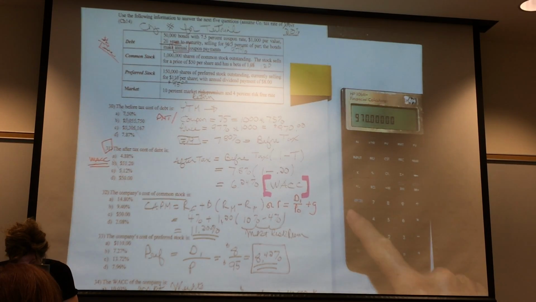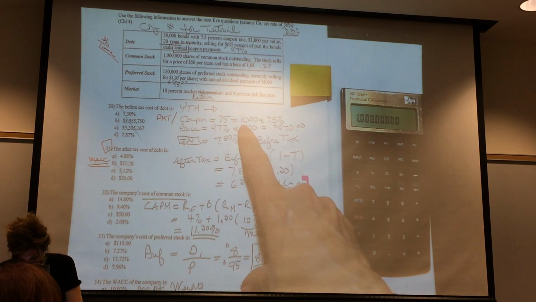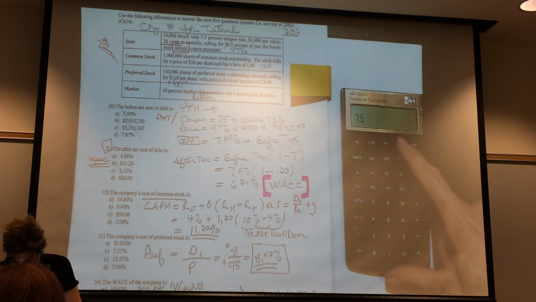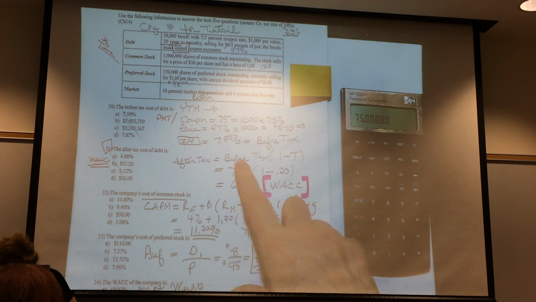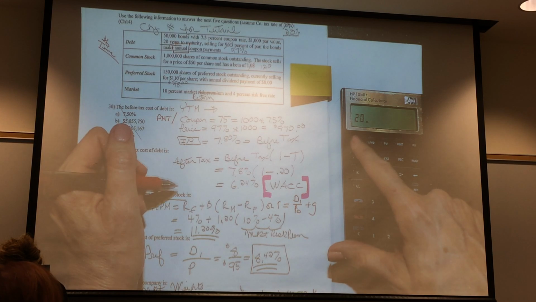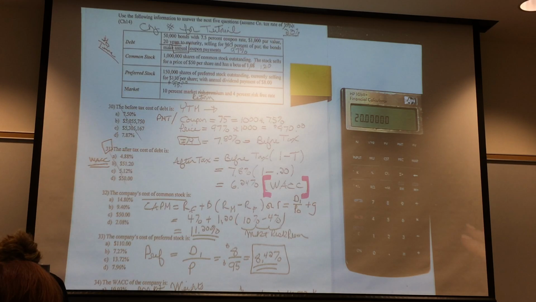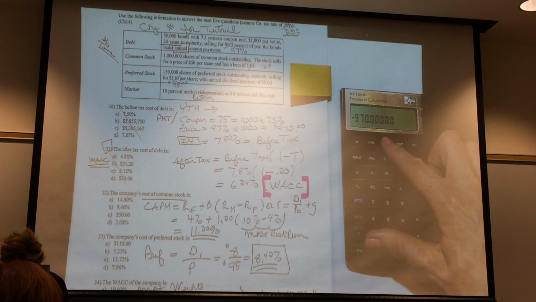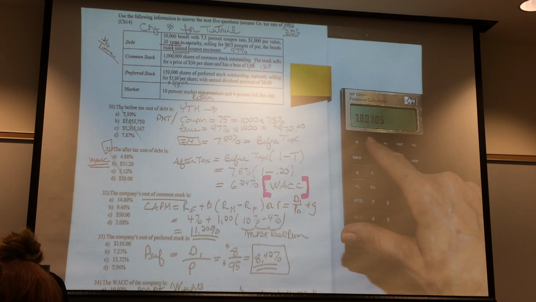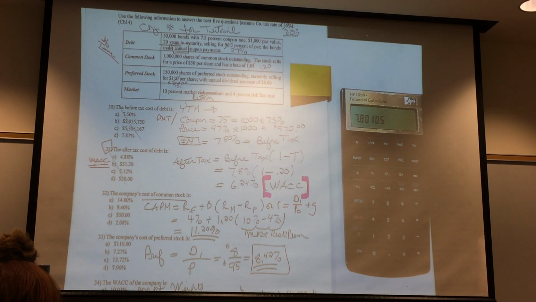So put all this in your calculator. I have $1,000, that's my face value. My coupons are 75, that's my payment. My number of periods is 20, right? Yes. And my present value is negative 970. The yield is 7.8%. This is different than what's over here because I changed it, okay?